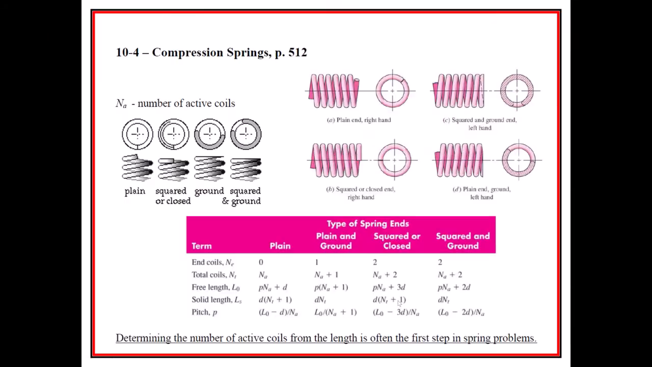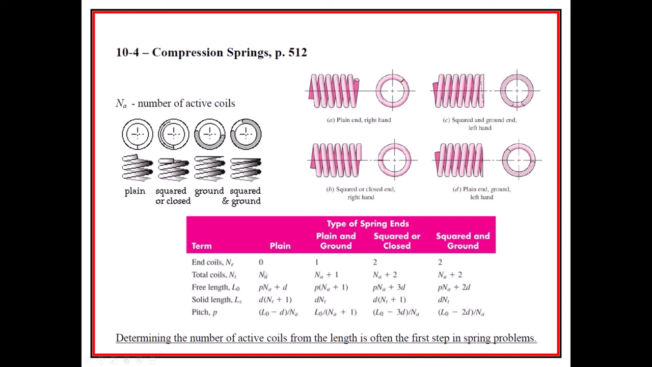So in this table that we care about right here, that's what the figure is. It tells us, when we have plain or plain and ground, that's going to be this one down here, D. I don't know why they didn't put these in the order of the figures above, but they just didn't. So you have plain up here, plain and ground, which is down here, D, squared or closed, which is this one, and then squared and ground, which is this one right here. So they went zigzaggy diagonal.